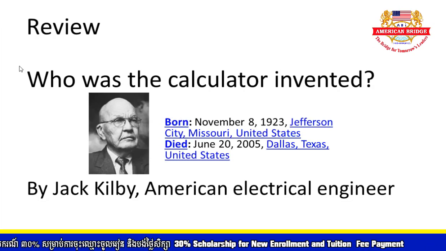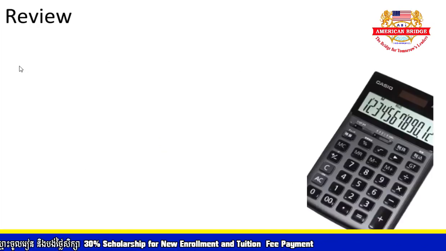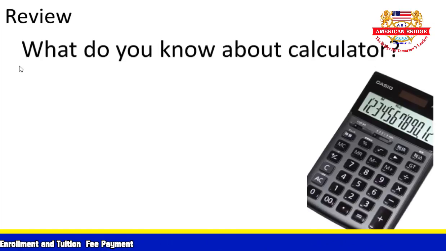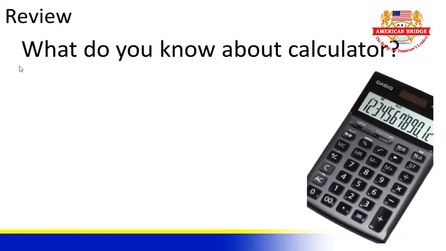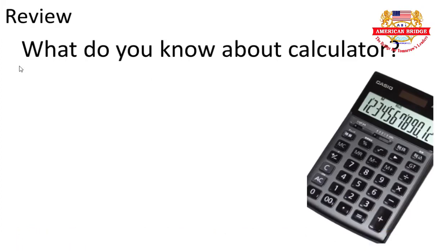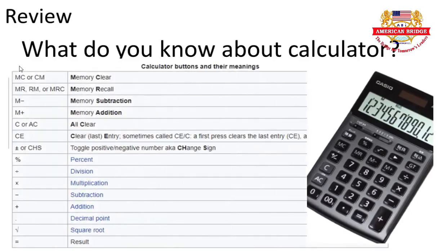Teacher would like you to move to the next question: what do you know about the calculator? You see some functions on the calculator, like MC, MR or RM, M plus, C or AC. You can see the meaning in the list here. MC or CM means memory clear.